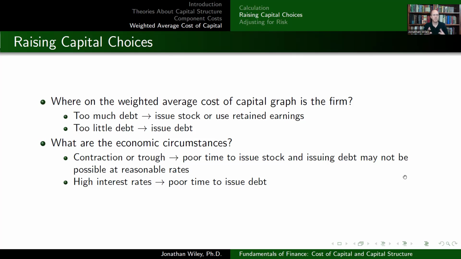So there can be some interesting economic circumstances that affect what a company is trying to do and what a feasible set of options is when raising capital. You have to consider that bigger picture when making decisions. It's not just, hey, it looks like I should borrow more. We also need to look at what the economic situation looks like. Maybe I should borrow more from a capital structure standpoint, but now is just not a good time for it. So you have to use some judgment and assess that situation.